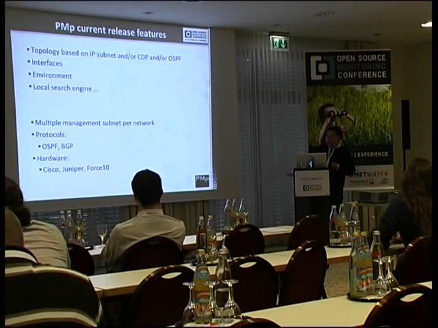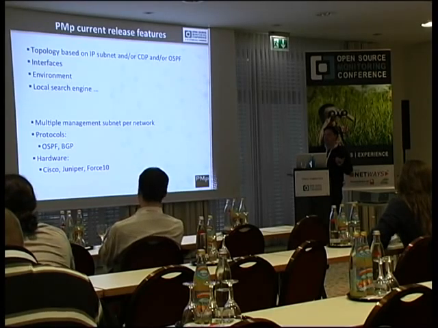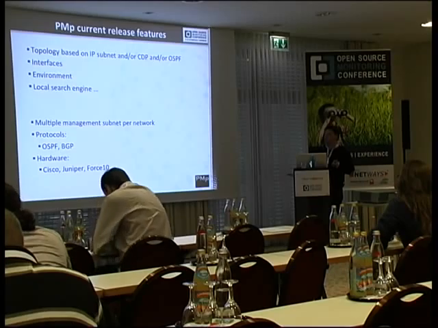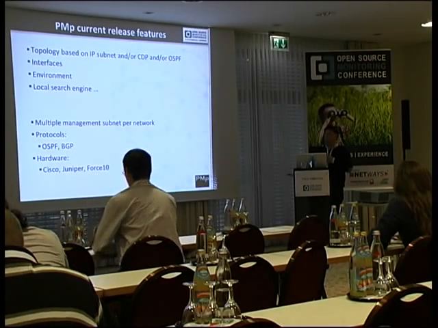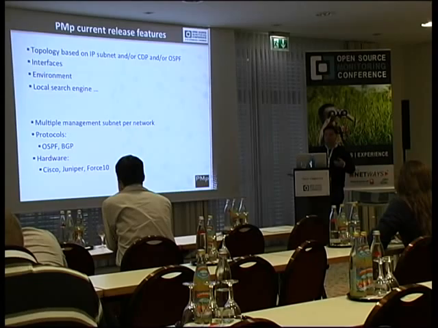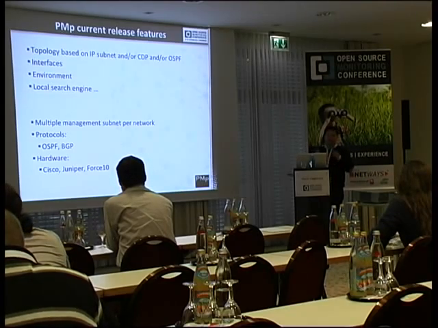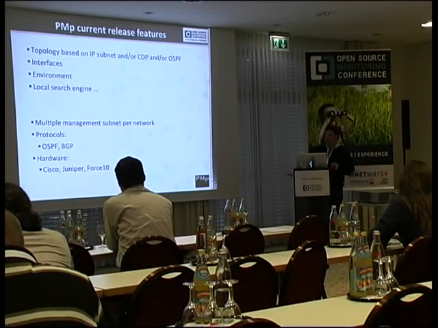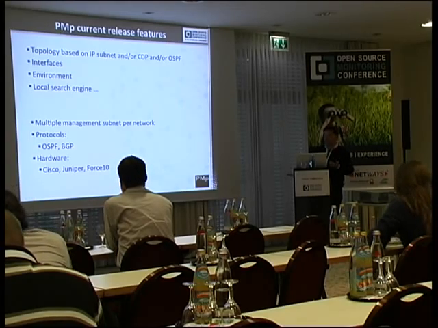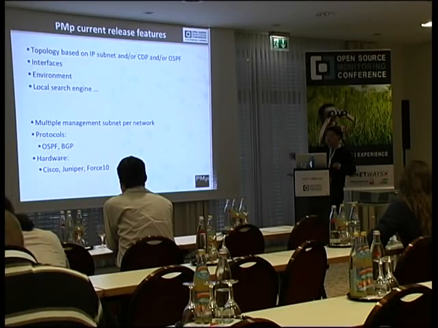So what else do we have in the current version? Something I already explained before: we can have multiple management subnets per network. This was really a request from a friend of mine. Some devices are in one subnet, others in another, and I want to be able to manage my network with this. As protocols, out of the box today, OSPF and BGP, those are the ones we are using the most. And the hardware, I had to update the slide, I didn't do it. We have Cisco, Juniper, Fortinet, and HP.